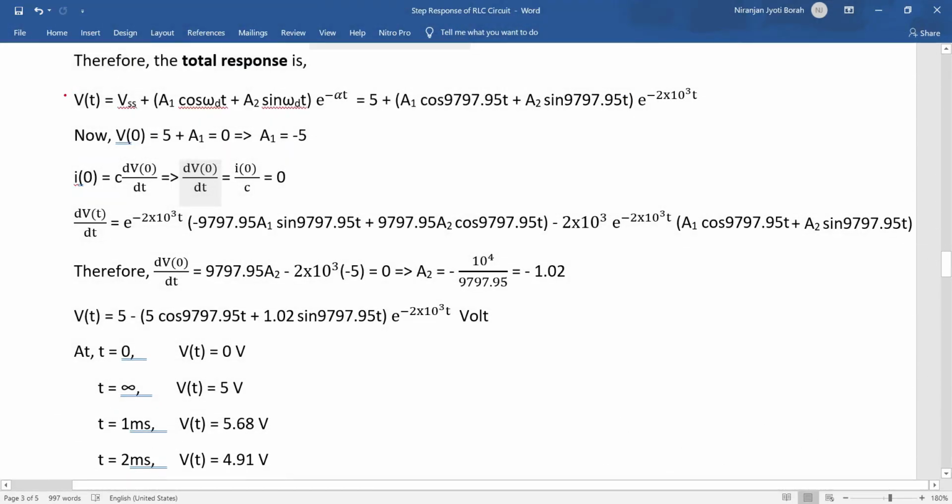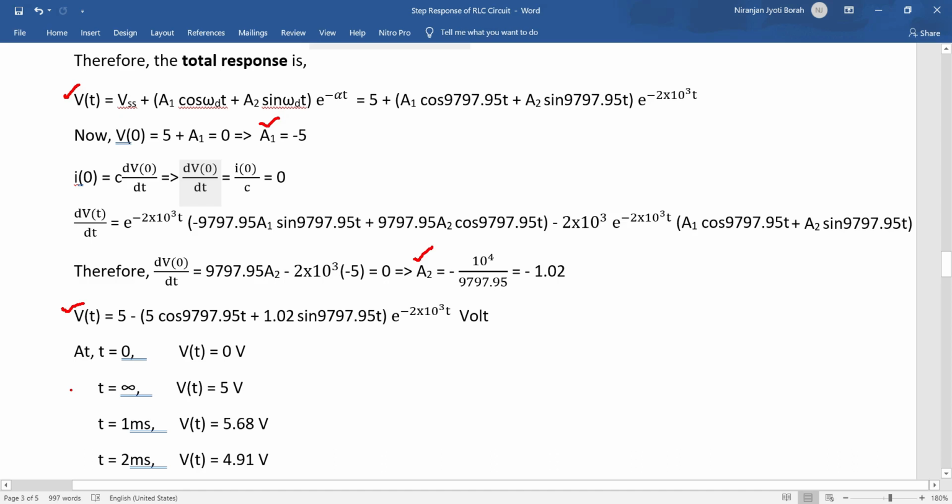We will make use of the total response equation for underdamped response to find the voltage across the capacitor. By making use of the initial conditions and their derivative, the constants A1 and A2 can be obtained. So, this is the final equation obtained for R equal to 40 ohm.